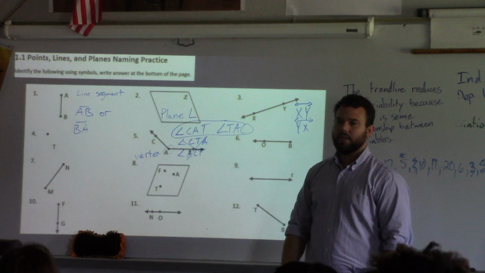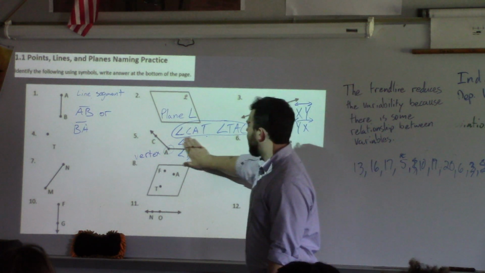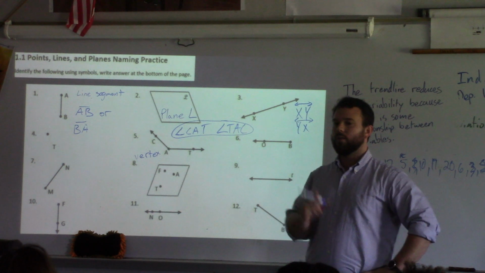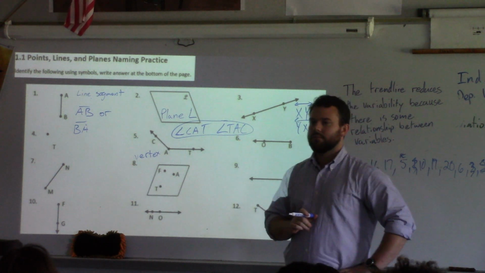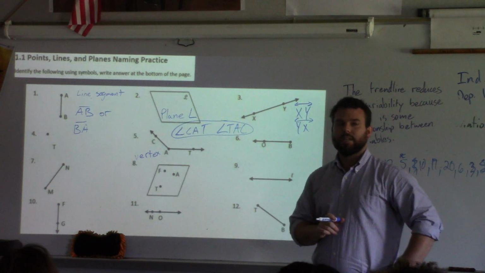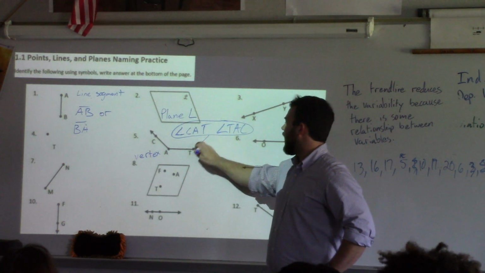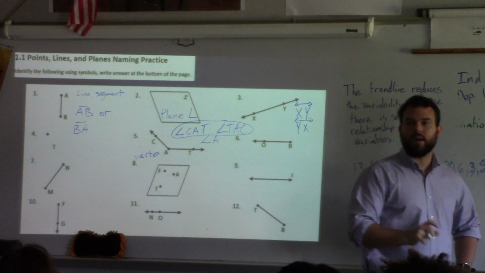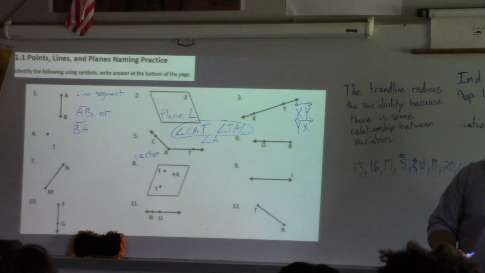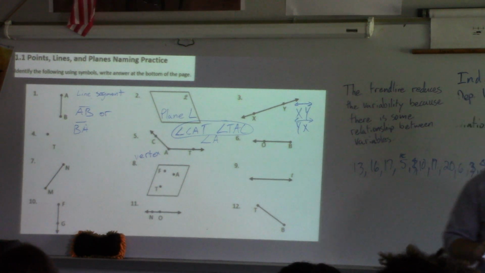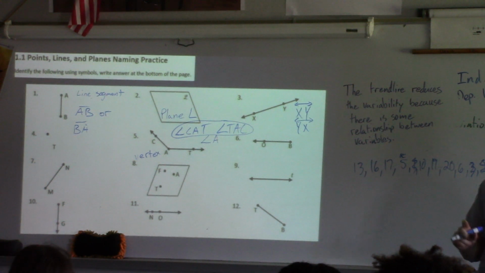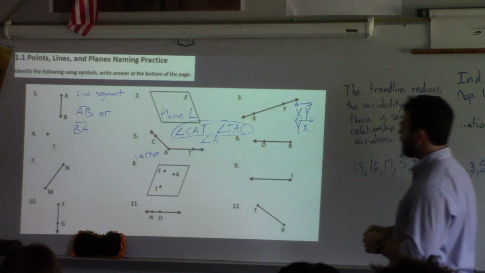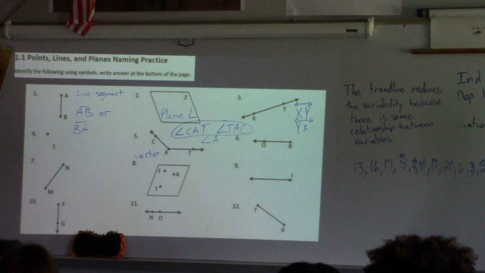There is actually one other way to correctly identify this angle. Does anyone know the other way? What is the vertex? A. So I can just call it angle A. You can do it any of those three ways. The vertex is what really matters, and so you can name it with just that vertex. Angle A is an appropriate way to name this angle. Angle CAT, TAC, or angle A. Okay. Alright, so that's number 5.